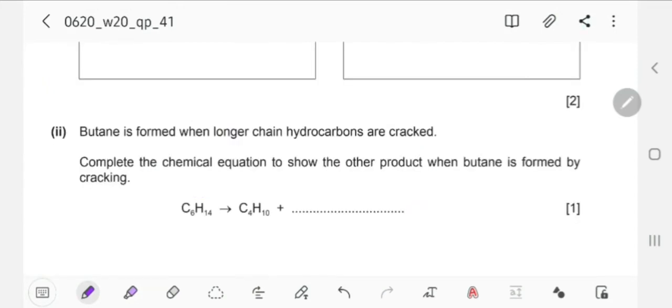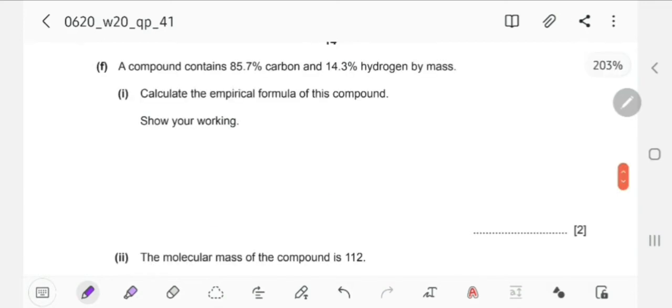So there is a cracking reaction happening. A cracking reaction happens when the larger chains are broken down into smaller ones. So C6H14 is broken down into C4H10, and we will write the remaining ones as there are 2 carbons remaining and 4 hydrogens. Okay, in this we have to find the empirical formula of this compound.